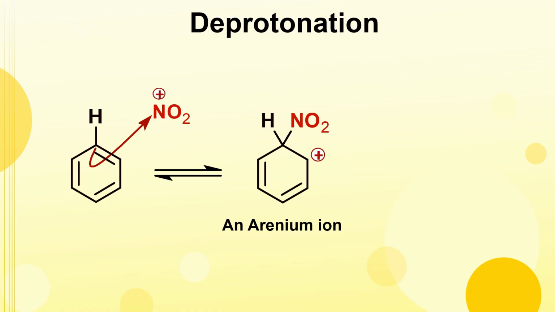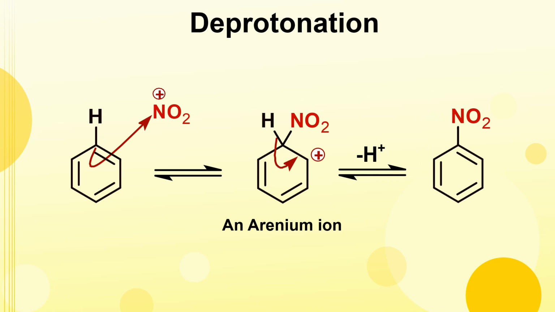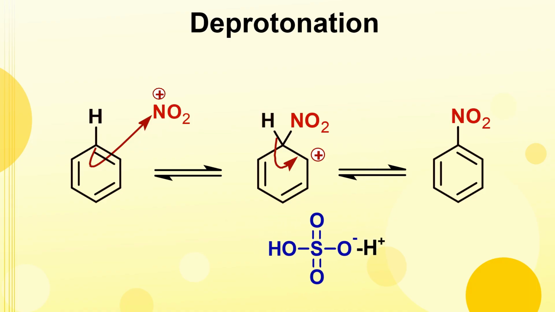Finally, the intermediate arenium ion loses a proton, which helps restore the aromatic character of the benzene ring. This completes the substitution and leads to the formation of nitrobenzene as the final product. The last proton then combines with the bisulfate ion, regenerating sulphuric acid, which acts as a catalyst in the reaction.